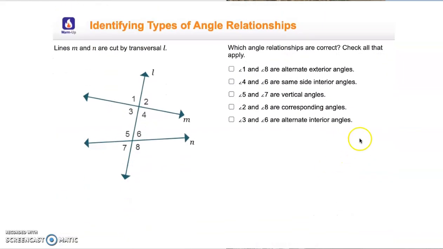So let's look at angle relationships here. Which angle relationships are correct? Take a moment and see if you can work through these problems and understand the terminology.